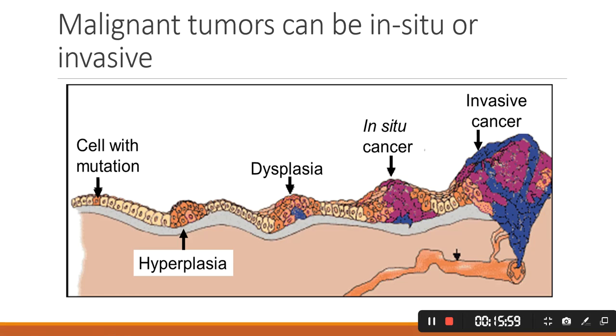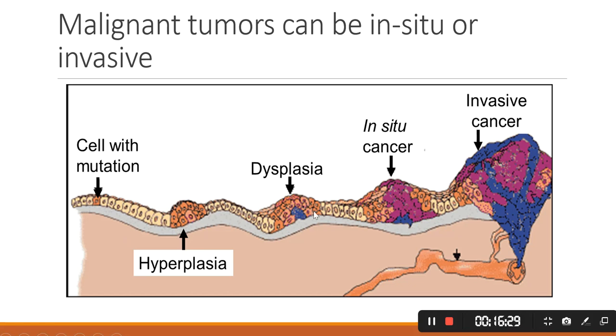Malignant tumors can be in situ or invasive. Here you see another classification. You see a cell with a mutation, how it has grown in number, that is hyperplasia, then how it is losing all its characteristics and becoming dysplasia. Till here it is limited by the basement membrane, the gray colored one, right? Because it is limited, we call it an in situ cancer.